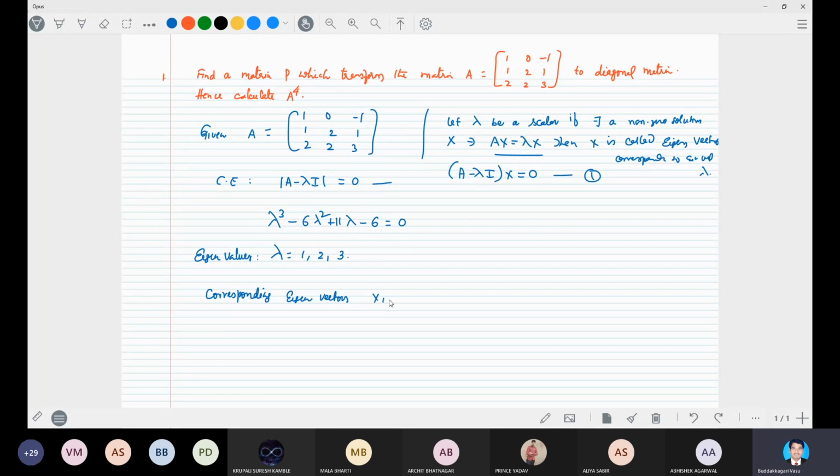Eigenvectors: x1 is equal to 1, minus 1, 0, right? You can find out them. I think it is very easy. You know that process, right? x2 is equal to minus 2, 1, 2. For lambda is equal to 3, x3 is equal to minus 1, 1, 2. Okay?